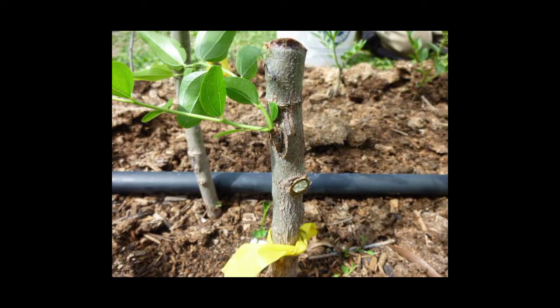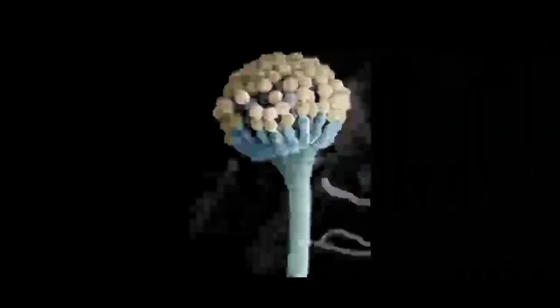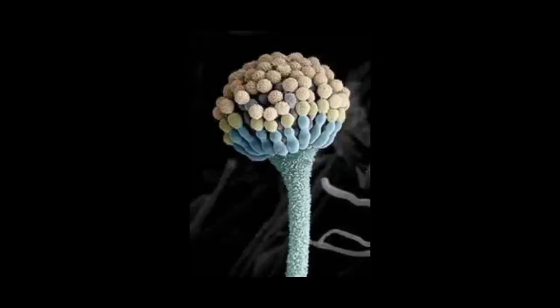Budding. Here cells undergo an asymmetric division, and the bud gradually grows and separates from the parent cell. Next, fragmentation. Mature filaments divide into pieces. Each piece of a filament will grow into a new filament. Example, Spirogyra.